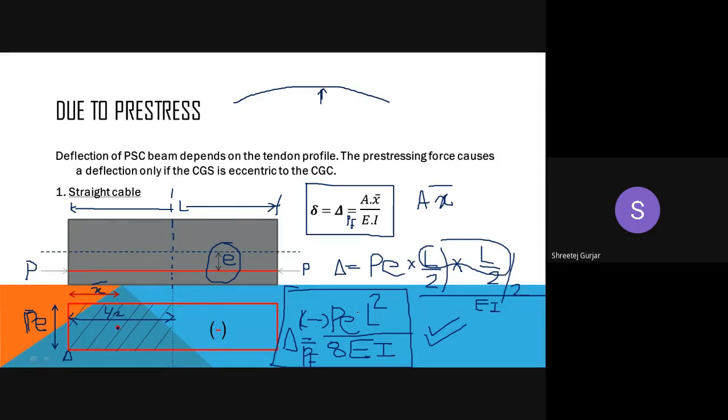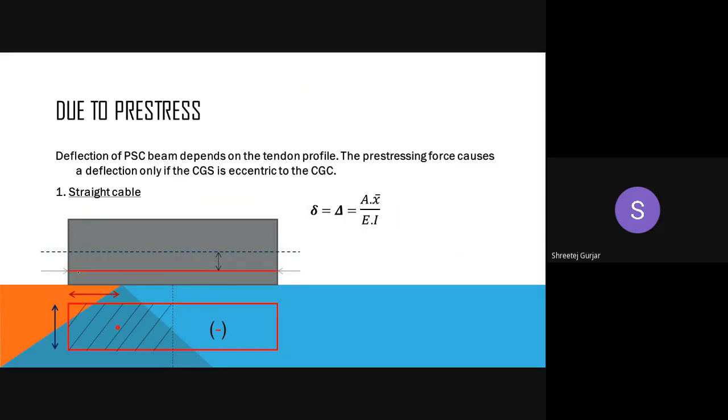Now suppose I'll give you one condition, and you have to answer. If this cable was over here, suppose it will not be there, suppose it was here. I'll tell you delta will be equal to the same thing, PEL squared by 8EI. Now whether it will be positive or negative, you have to answer.